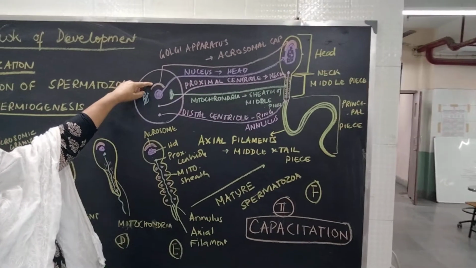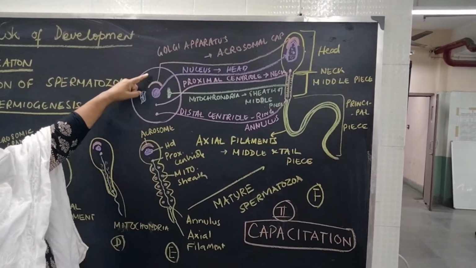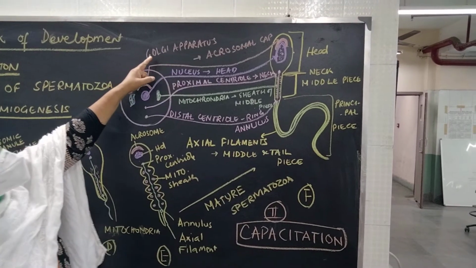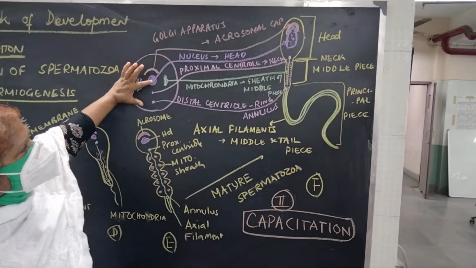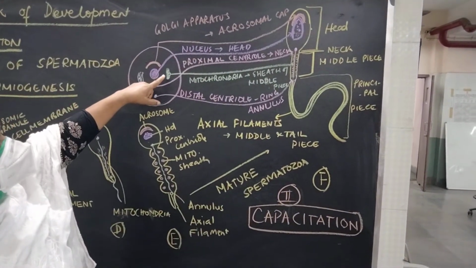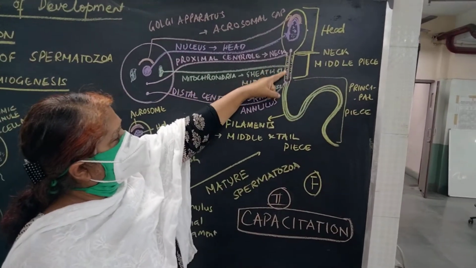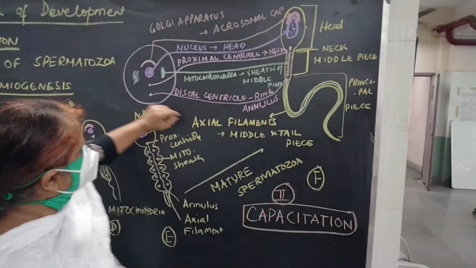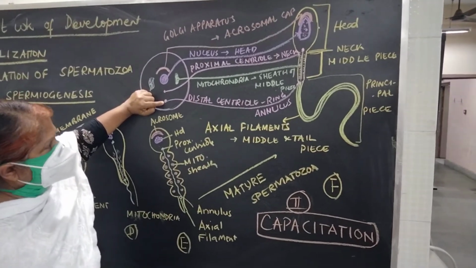You see the acrosomal cap, that is the red colored acrosomal cap. Then we will see the Golgi complex. So the Golgi complex will go and form the acrosomal cap. Then we will see the nucleus of the head, that is forming the nucleus of the spermatozoa. Then we will see the mitochondria, which is forming the sheath of the middle piece. This is the mitochondria reaching till the tail region. There are proximal and the distal centrioles.